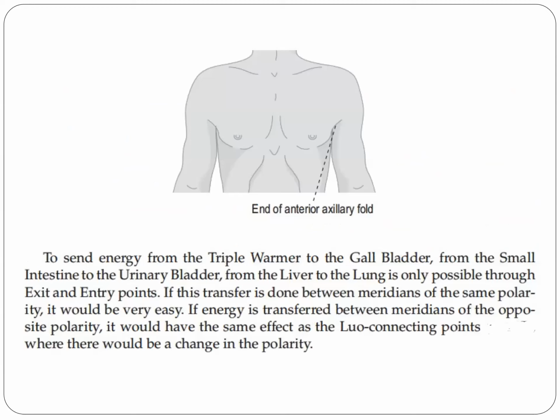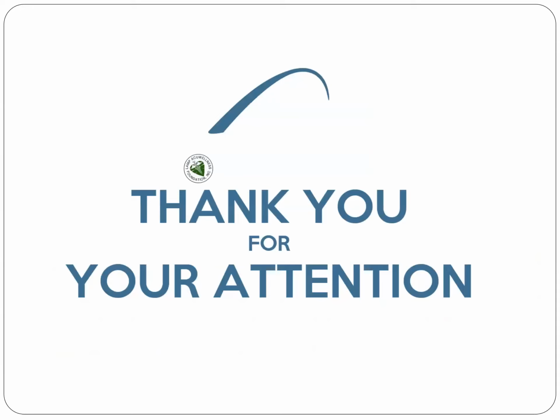So, to send energy from the triple warmer to the gallbladder, from the small intestine to the urinary bladder, from liver to the lung, it is only possible through the exit and entry points. If this transfer is done between meridians of the same polarity, it would be very easy. If energy is transferred between meridians of the opposite polarity, it would have the same effect as the low connecting points where there would be a change in polarity. Okay? That's all. Thank you very much.